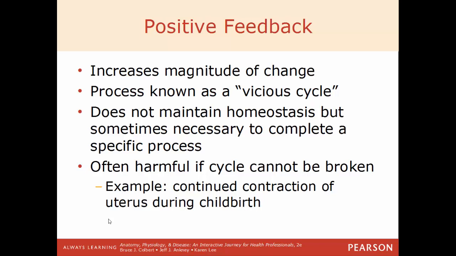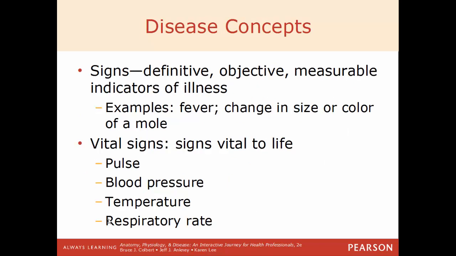As the cervix starts to dilate, that will signal the uterine muscles to contract. As they contract, that will push the fetus further down the birth canal. Well, when that happens, the cervix will dilate more. That causes more muscle contraction, which pushes the baby down even more. And this is a cycle that goes on and on for many, many hours until the baby is born. All right, now we'll move into disease concepts.